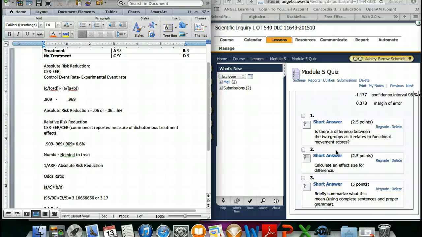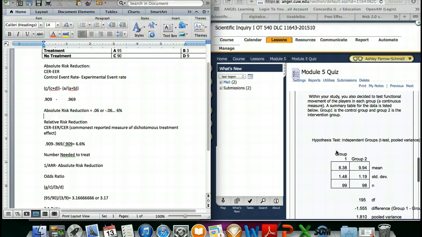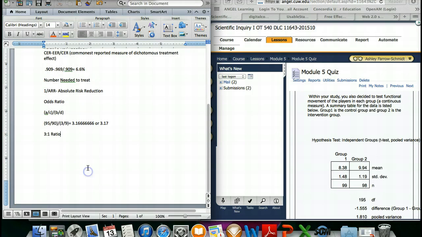So the first question is, is there a difference between the two groups as it relates to functional movement scores? The answer is there is a difference between the two groups as it relates to functional movement score. So essentially just yes. And to calculate the effect size, we would use Cohen's d. The reason why is because we know that we are using a t-test. And we know how to calculate Cohen's d.